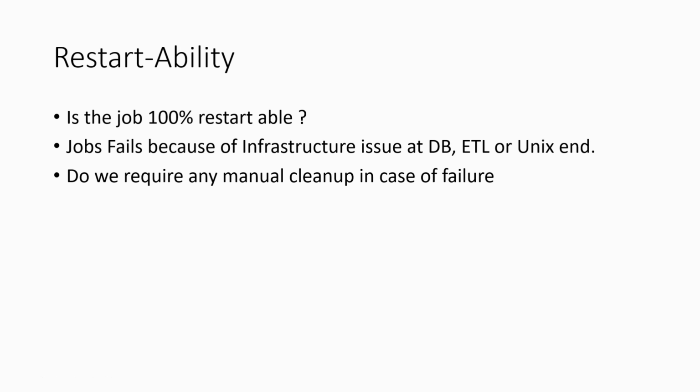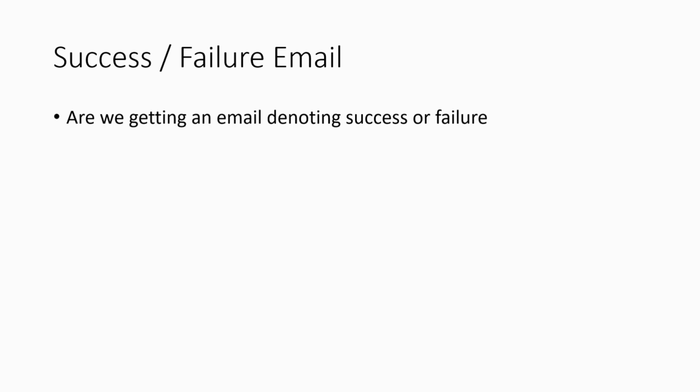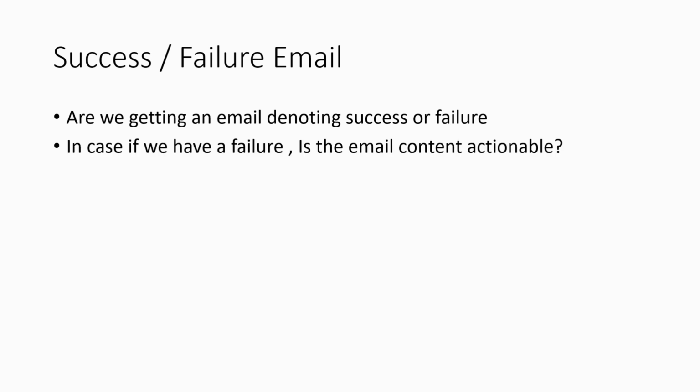What will happen in case the job succeeds or fails? Will we get an email stating the same? In case we have a failure, the email should clearly state which job has failed, in which environment, which team should be connected for the resolution, and what action needs to be taken. If this information is not readily available, you can ask the team to improvise on the content of the email.